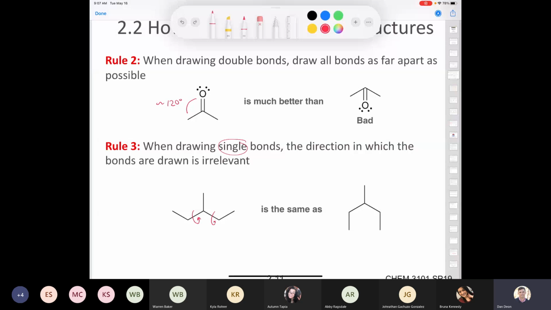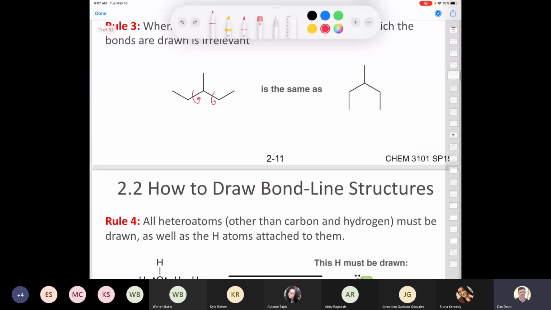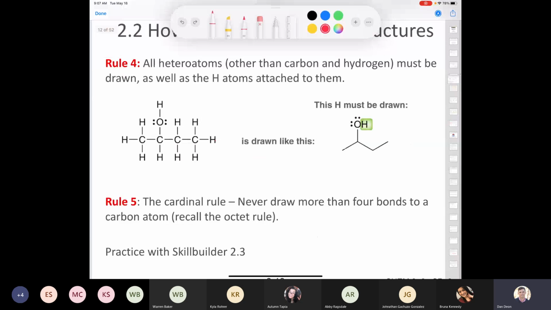Both of these molecules are identical. Rule number 4, all heteroatoms. A heteroatom means an atom that isn't carbon or hydrogen. The most common are going to be nitrogen, oxygen, sulfur, chlorine, fluorine, bromine, iodine, et cetera. Those atoms, you always draw them explicitly. So if you have an oxygen here, you can draw a bond line structure, but you draw out the heteroatom and you draw the hydrogen that's attached to it.